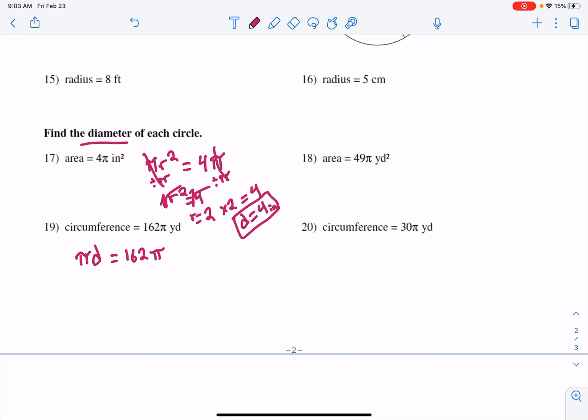So we know pi times the diameter equals 162 pi, okay? What do both sides have in common? Yet again, they both have pi. So if we divide both sides by pi, that's going to cancel out that pi symbol on both sides of my equal sign, and I am left with d equals 162. Guess what? We're done. That is the diameter of the circle. 162 what? 162 yards. Don't forget to label.